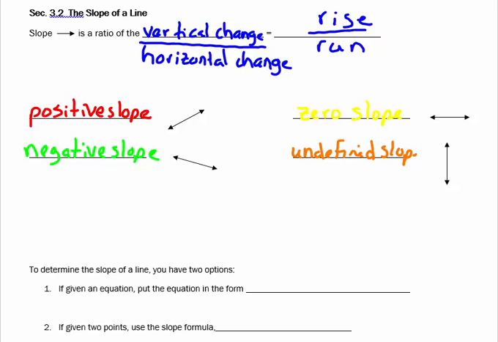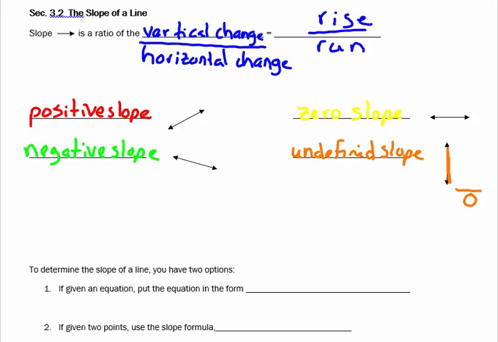Let's talk about that a little bit more. Since you are going up and down, you have a vertical change. However, since you have no horizontal change, you have a 0 in the denominator of a fraction. You're never allowed to have 0 in the denominator. That gives you undefined. So therefore you have an undefined slope.